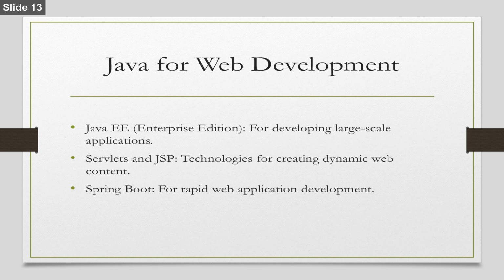Java for web development. Java is also popular in web development. Java EE, or Java Enterprise Edition, includes technologies like servlets and JSP for creating dynamic web pages. Spring Boot is a more recent addition that simplifies web development, making it quicker to set up and deploy applications. Java's use in web development is significant for building reliable, high-performance sites.